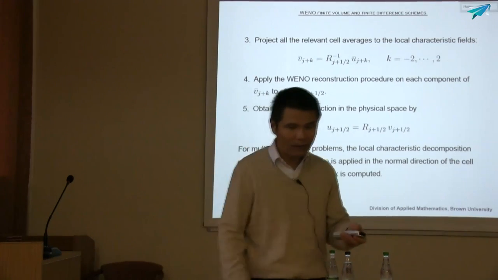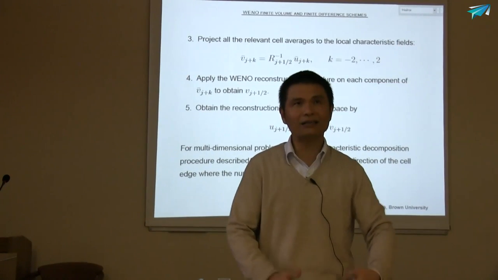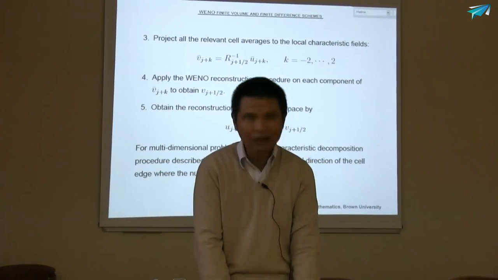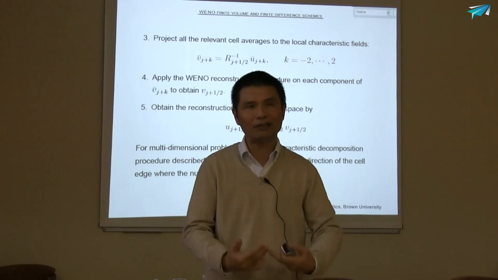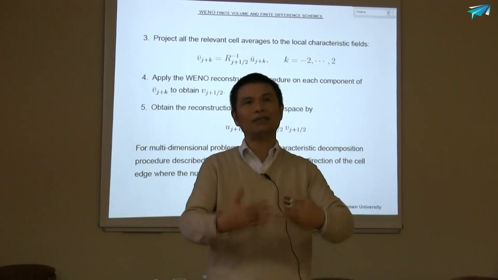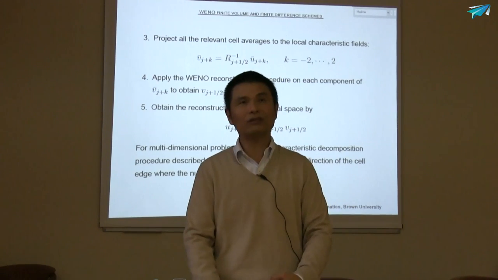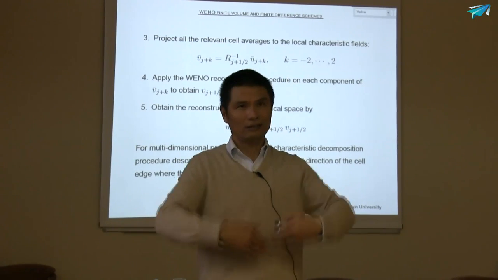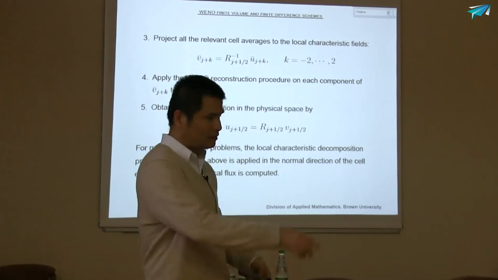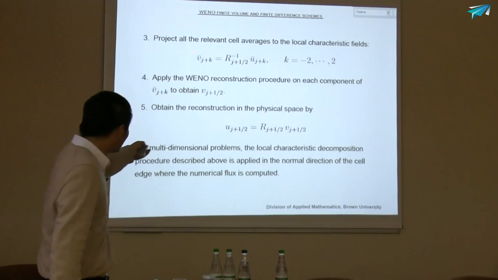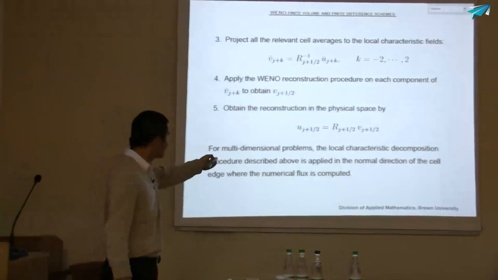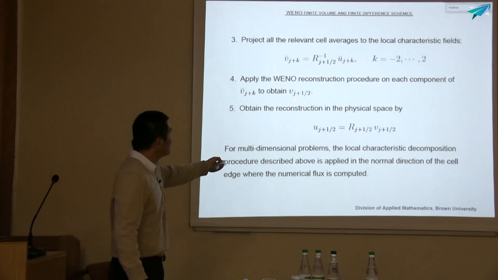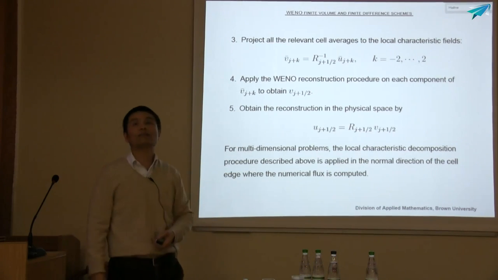Notice that I'm trying to compute the value at j plus half, the flux or the reconstruction, and so on. I first pick several neighboring cell averages. I first freeze myself at j plus half, find a Roe average here, or maybe arithmetic mean. I find that matrix R here, matrix R inverse here. I then compute all these so-called projections, R inverse times these cell averages, so I get several new vectors, which are called V. And I apply the WENO reconstruction or whatever reconstruction procedure on V, on each component of V, to get V j plus half. Once I get these things, I map it back to u j plus half by R.